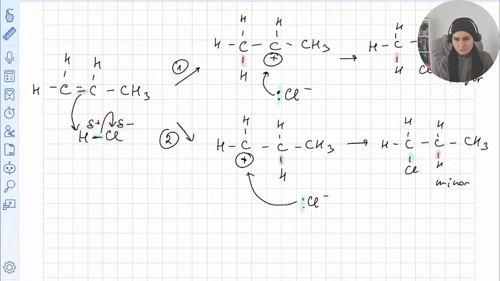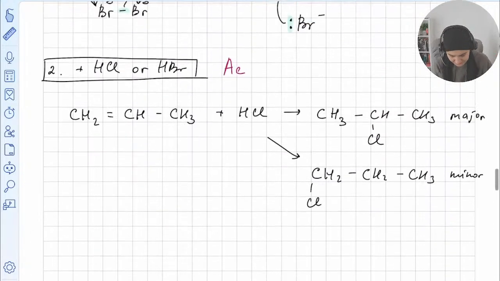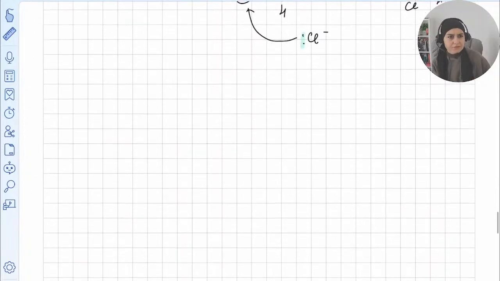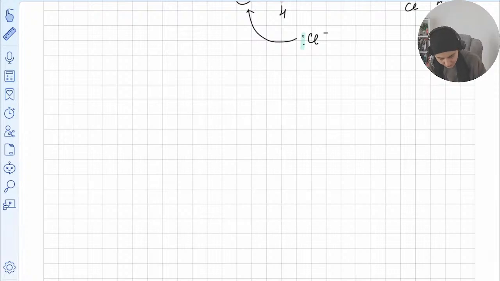The product is always the same, so it doesn't matter which carbocation is formed first. Right. That's the second property. Okay, now I'll just fast forward, hopefully, through all other properties, and then we go to preparation.